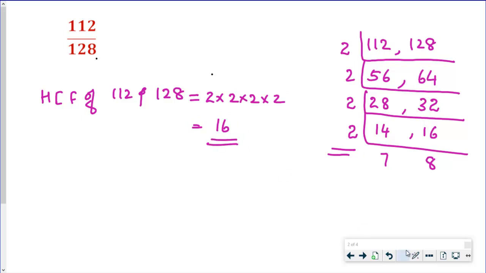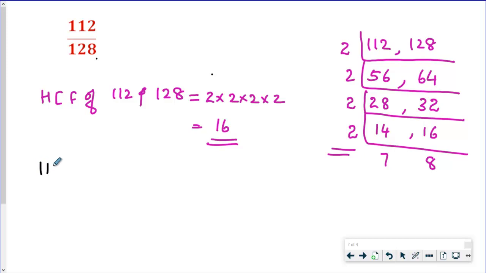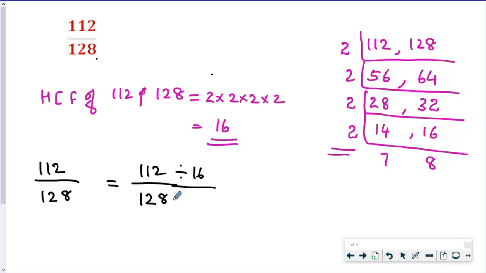After finding the HCF, you have to divide the numerator and denominator. You have to take the fraction, that is 112 divided by 128. Now we want to reduce this fraction to its lowest term. For that, both numerator and denominator you have to divide by the HCF, that is 16. HCF is 16. So you have to divide 112 by 16 and 128 by 16.